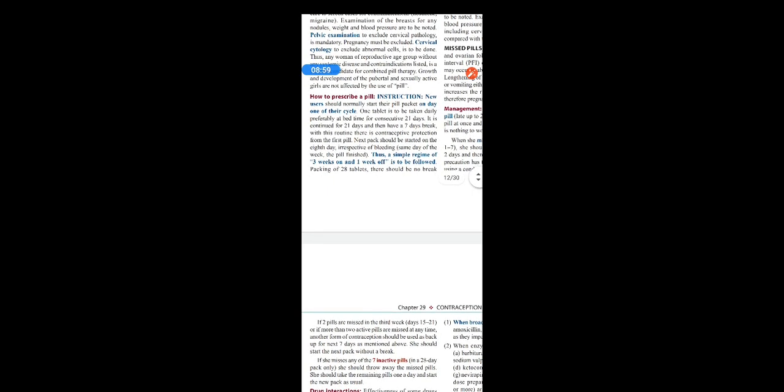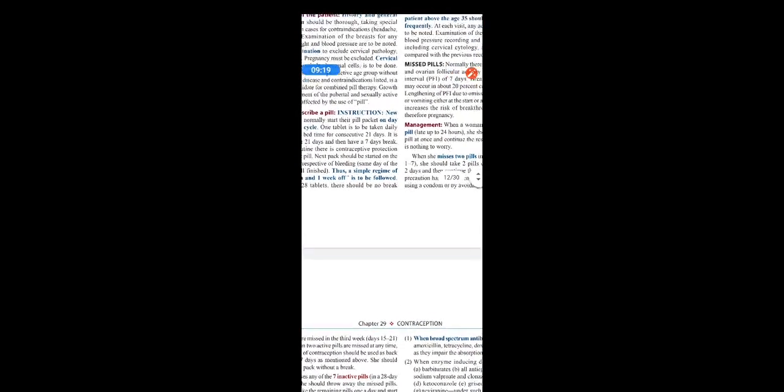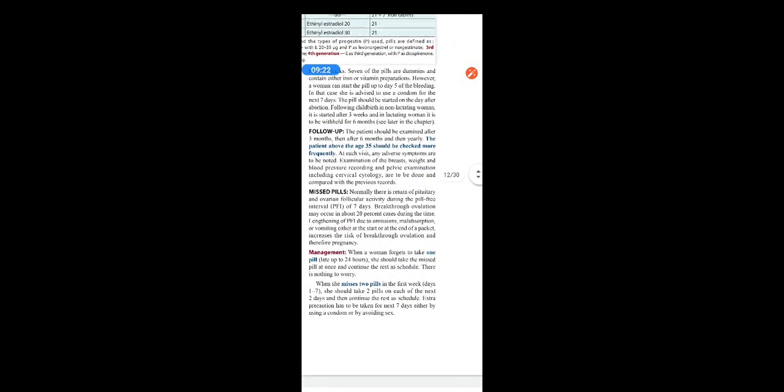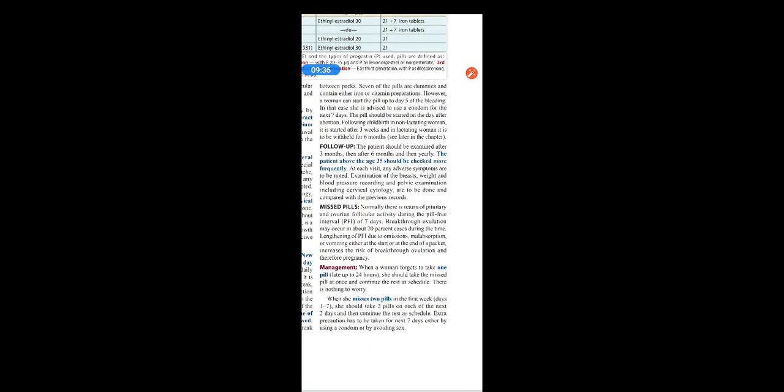With this routine, there is contraceptive protection from the first pill. The next packet should be started on the 8th day, irrespective of the bleeding, that is, the same day of the week the pill finished. Thus, a simple regimen of 3 weeks on and 1 week off is to be followed. With a packing of 28 tablets, there should be no break between the packs. Seven of the pills are usually dummies, added for the convenience of the patient so that they do not get confused. These 7 pills are dummies, and either contain iron or vitamin preparations.